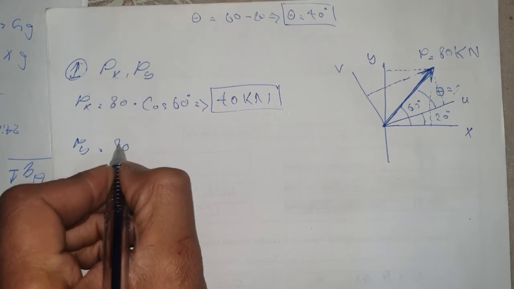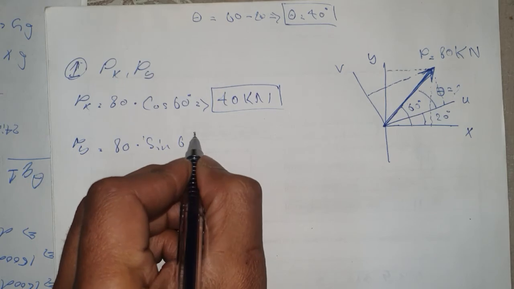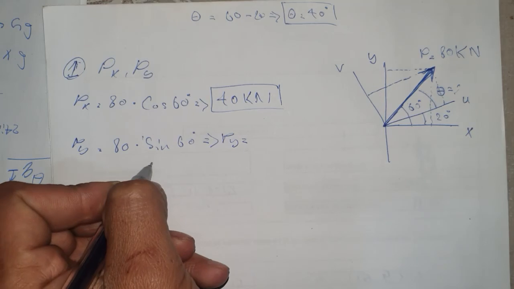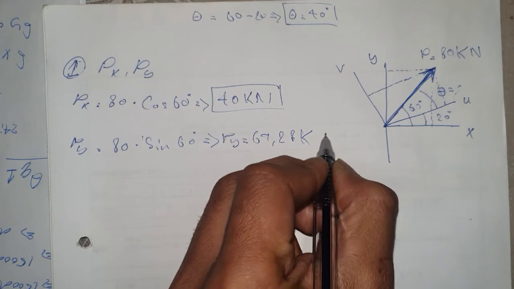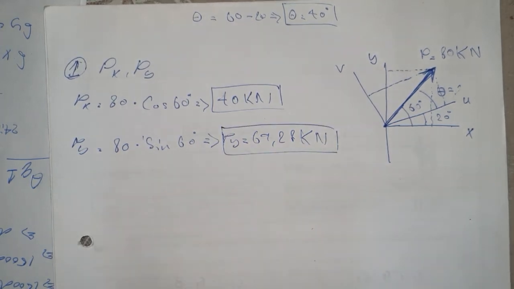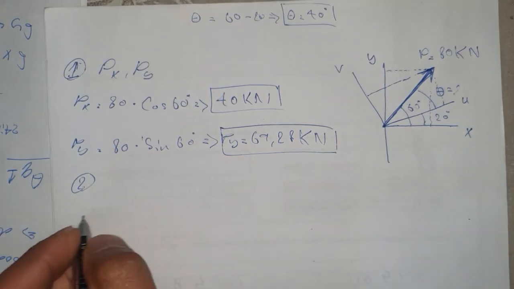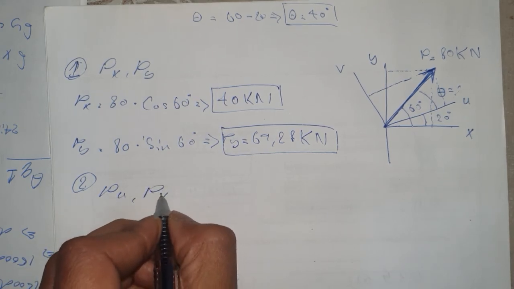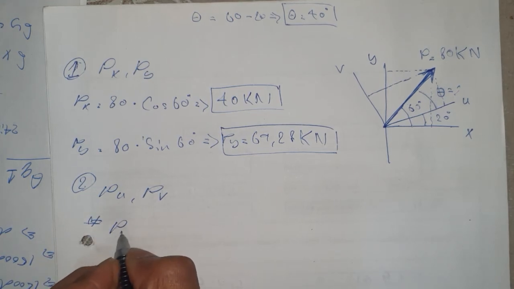For py, we get 80 times sine of 60 degrees. When we multiply that, 80 times sine of 60 degrees, we get 69.28 kilonewtons. So this is the coordinate for the first axes, x and y. Now we'll go for part 2, it means pu and pv.